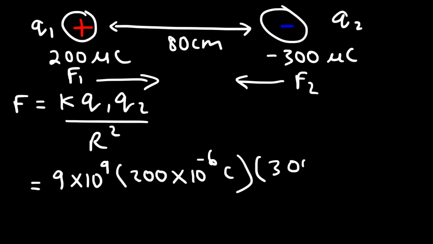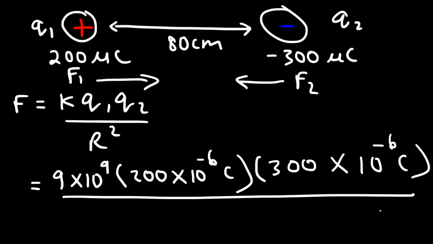So Q2, we're going to replace it with 300 times 10 to the minus 6 coulombs. Now the distance between the two charges is 80 centimeters. 1 centimeter is 10 to the minus 2 meters. And so you can write 80 times 10 to the minus 2 meters, and then we need to square it. So let's go ahead and plug in this whole thing.